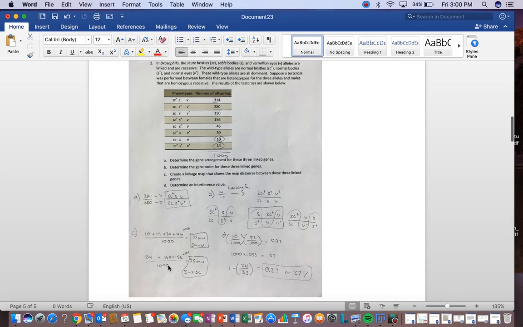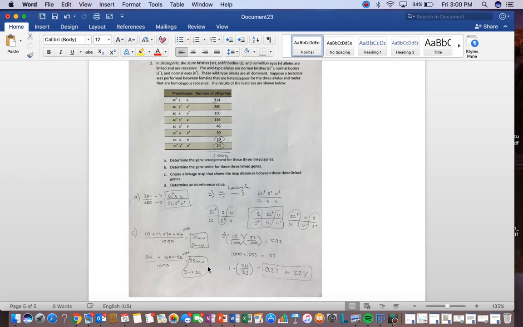Then number C asks for a linkage map. Again, you add up the totals of the 2 least greatest, and then you do single crosses. The 30 is the SC plus, the S, and the V plus, and the 46 is the SC, S plus, and V. You add those all together, divide them by 1,000, which gives you 0.01, and then you times that by 100, which gives you 10 map units. That's the distance between the SC and the V alleles.